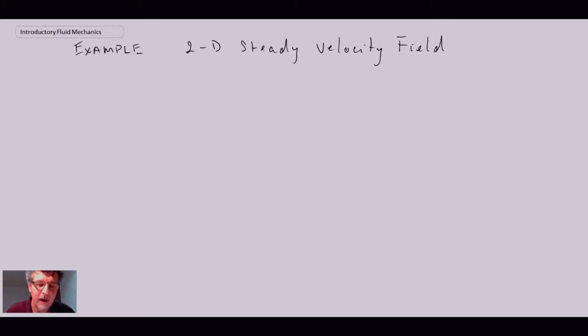So let's assume that we have a two-dimensional steady velocity field, and let's assume that the representation for the velocity is given to us in terms of an equation. This is just some arbitrary velocity field, and we're told the u component is x squared minus y squared, and the v component of velocity is minus 2xy. And we're asked to derive a streamline pattern.